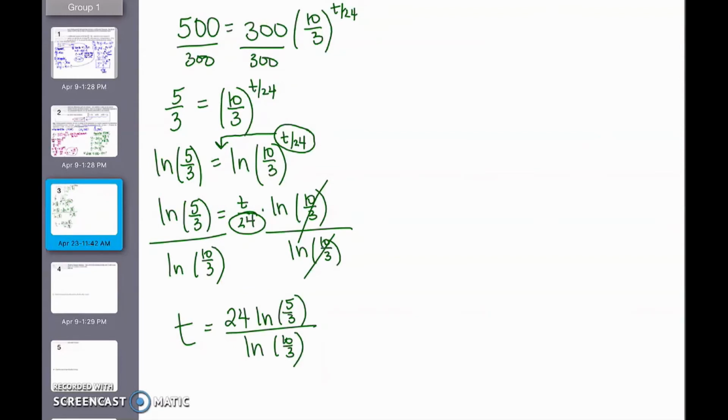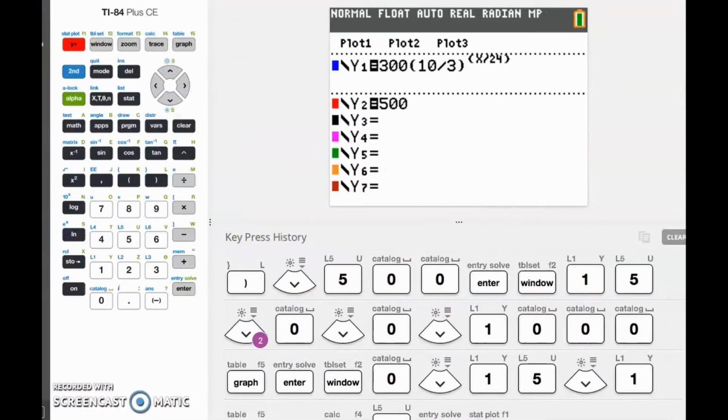And now is the point where I grab my calculator and type that in, and I get that my t value is equal to, rounded, 10.18 hours. And you could certainly solve this by graphing as well. So let's take a quick look at that.